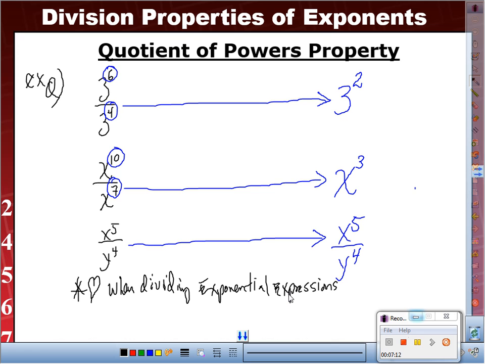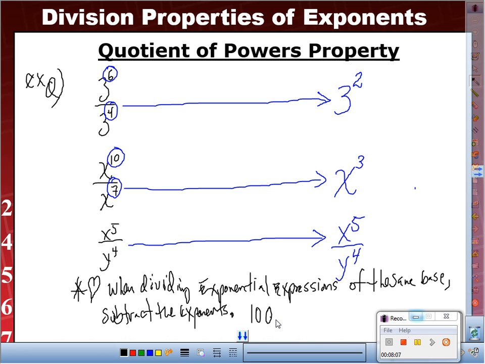It says, when dividing exponential expressions of the same base, write it in there, of the same base, comma, what do we do at the end? Subtract the exponents. Period. Thank you. Hands if you understood the rule. Fairly simple, right? Yes. Okay.